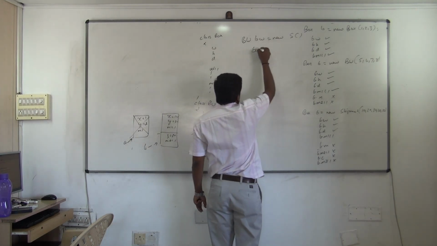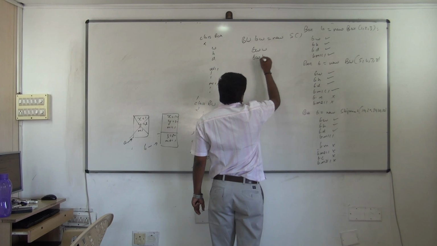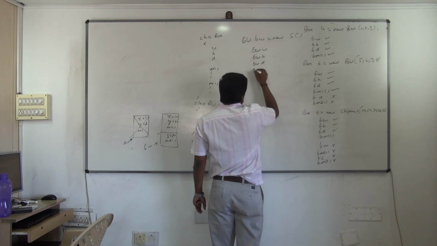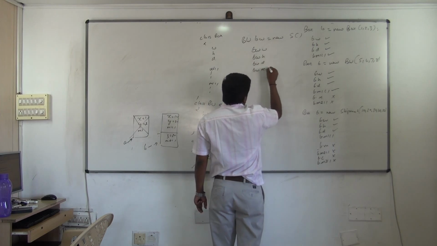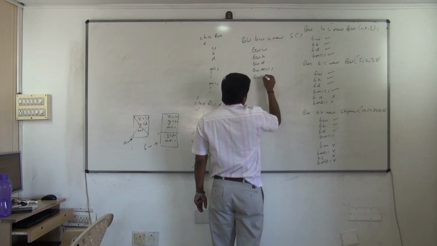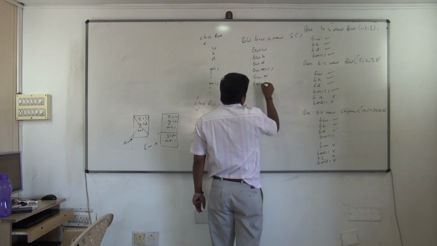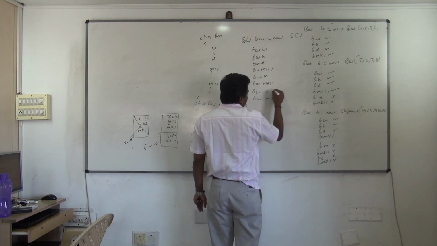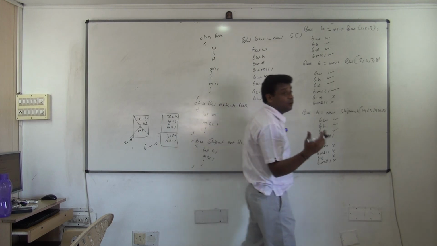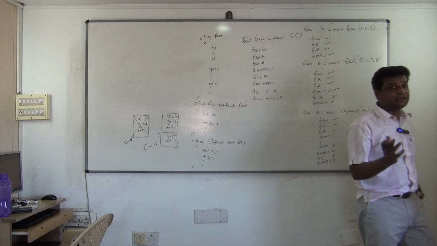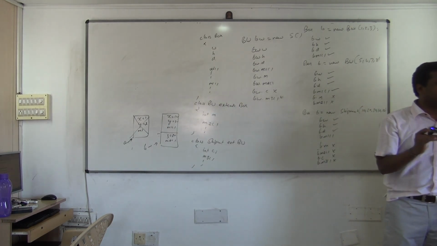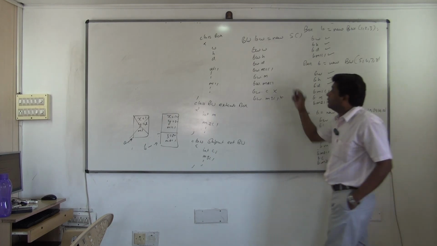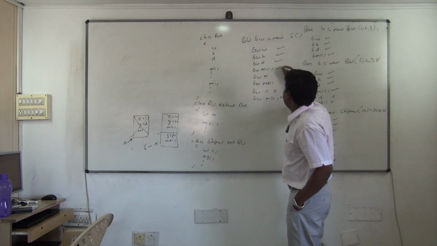Means this is valid: BW.W, BW.H, BW.D, BW.M1, BW.M, BW.M2. But BW.C and BW.M3, these two are errors. So what members you can access from the object depends on the type of the variable. Getting the point? All are valid. Try this today.